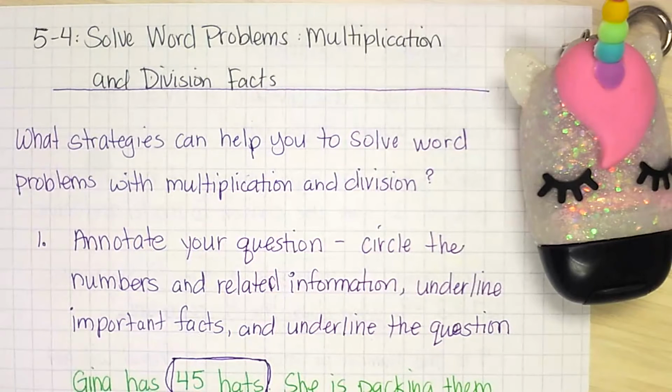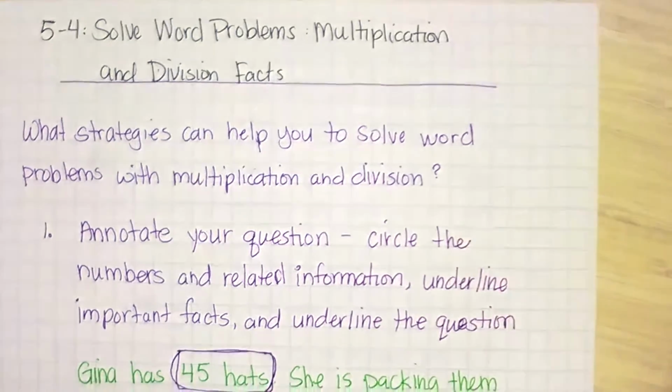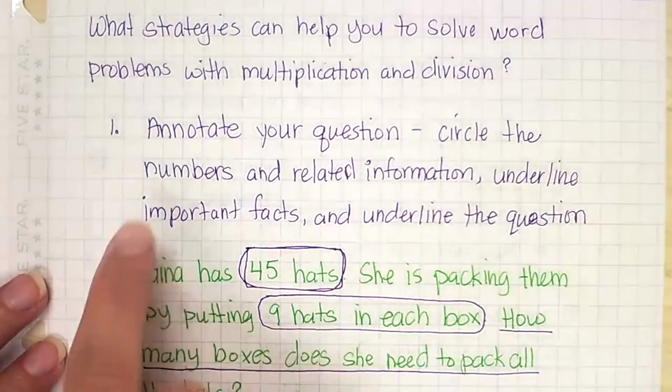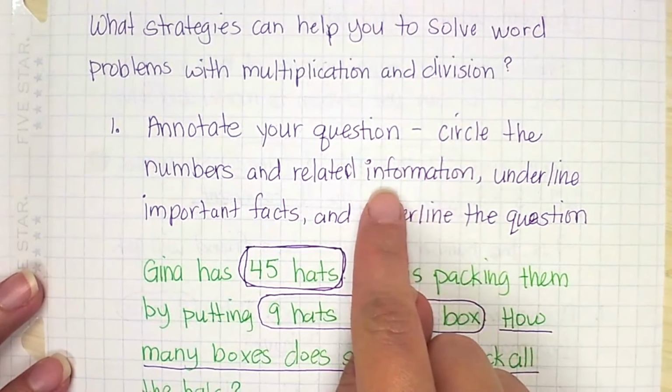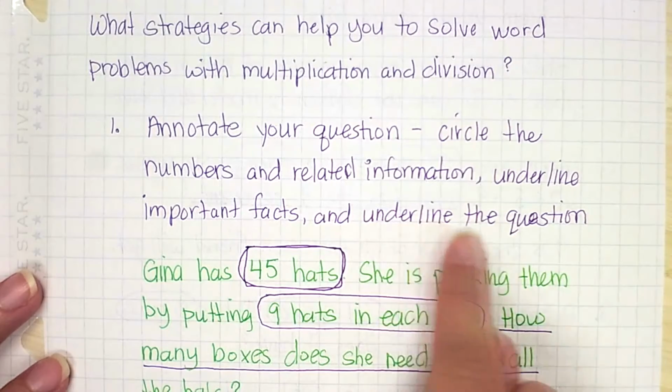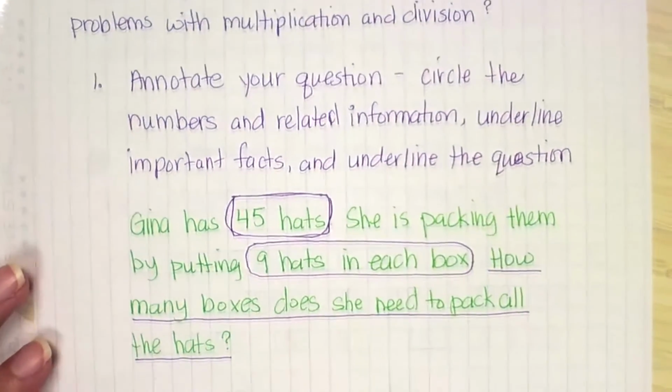All right, let's go ahead and get into our notes for this lesson. So we have our lesson title at the top, 5-4, solve word problems with multiplication and division facts. So what strategies can help you to solve word problems with multiplication and division? Now, one strategy that I talk to you guys about almost daily is to annotate. Annotate your question, circle the numbers and related information, underline important facts, underline the question that you're being asked.